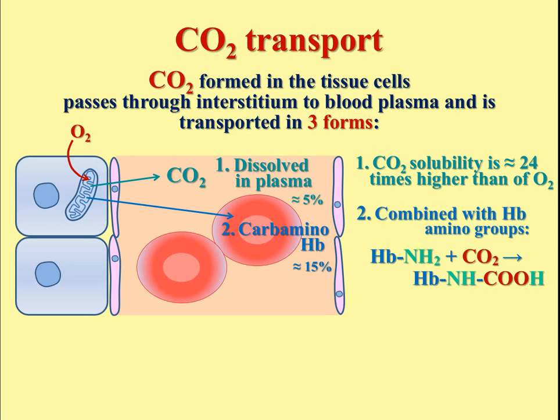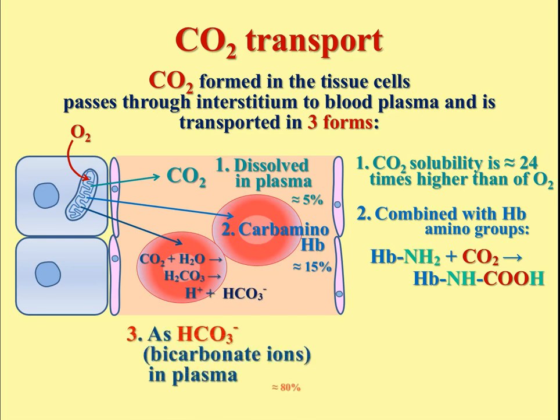You see, 80% remains for the main way of transport. And this main way is formation of HCO3 minus ions. CO2 is bound with water that forms carbonic acid, and carbonic acid dissociates to H plus and HCO3 minus. And this HCO3 minus, or bicarbonate ion, is the most important way of CO2 transport. It makes about 80%.